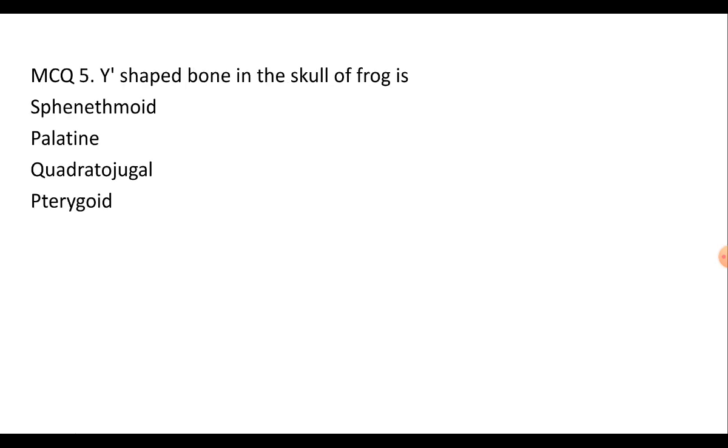The fifth question. The Y-shaped bone in the skull of frog is called the sphenethmoid bone, palatine bone, quadratojugal, or the pterygoid? The answer is yes, the pterygoid bone on the ventral side of the skull is the Y-shaped bone.